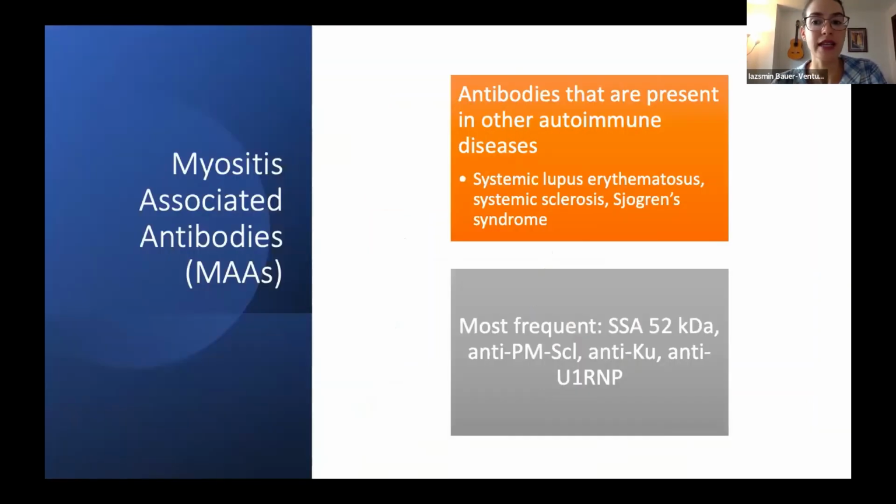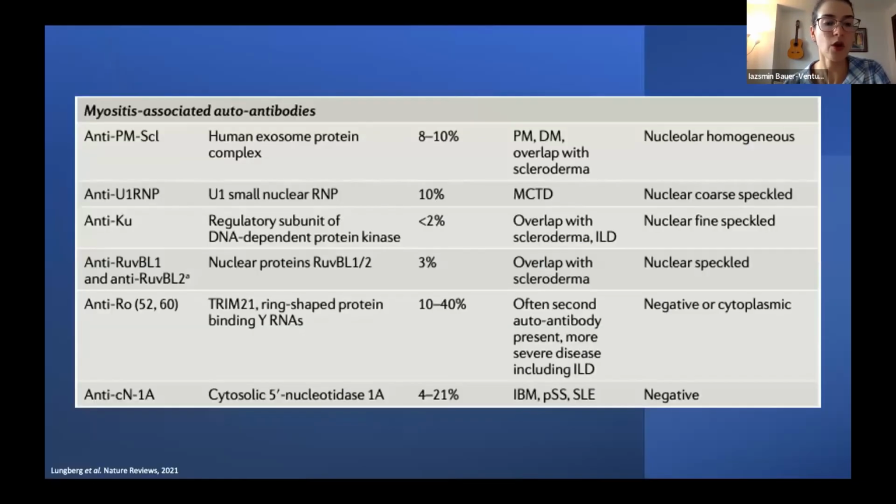Myositis-associated antibodies, again, these antibodies are present in patients who have myositis, but they are also common in patients with other systemic rheumatic diseases, such as lupus, Sjogren's, and systemic sclerosis. And these are, as I mentioned, the most common ones seen in the overlap syndromes. Okay, and here's the table with all of them.